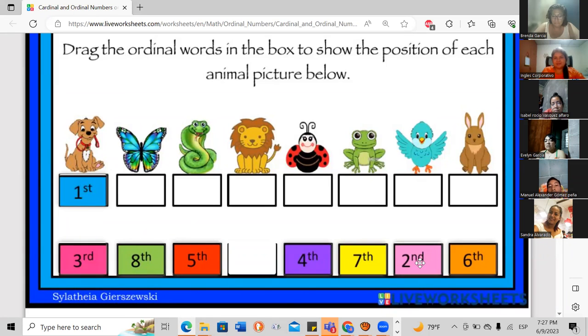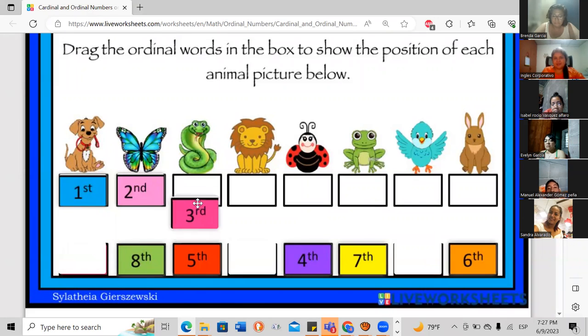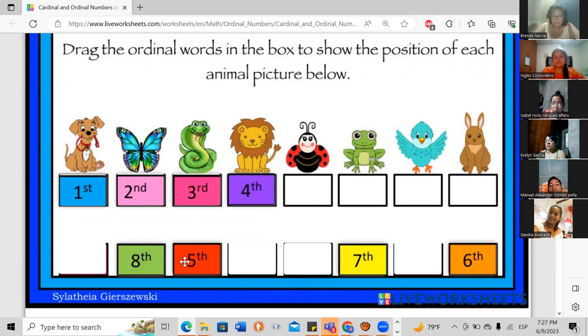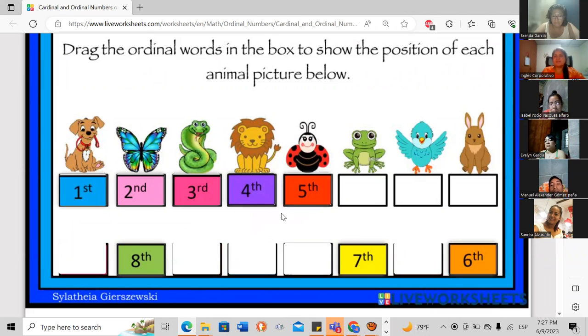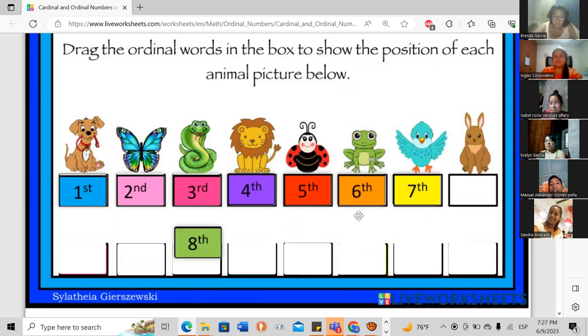Dog. Second. Third. Fourth. Fifth. Okay. Remember the difference, okay? Fifth. No, fifth. Es five. Fifth. Then? Six. Seven. Eight.